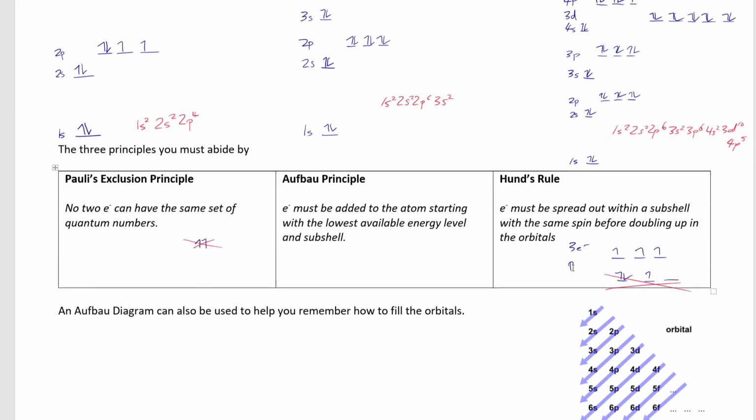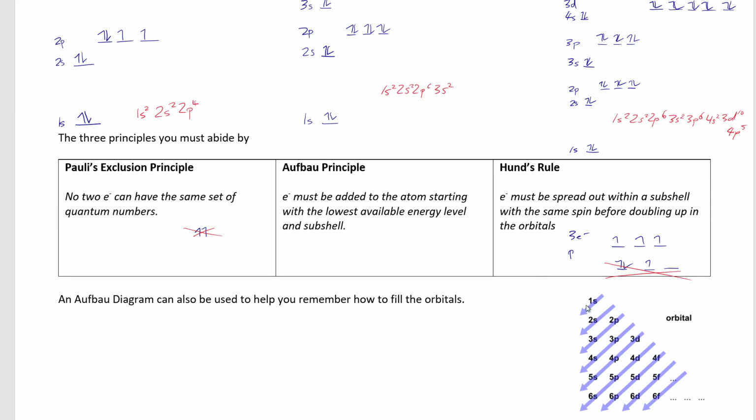This Aufbau diagram here can also be drawn out to help you figure out the order in which to fill the orbitals. So you write 1s, 2s, 3s, 4s, so on and so forth, and then you just go along here and the arrows show you the orbitals that you need to fill. So you start with 1s, then 2s, then 2p, 3s, then 3p, 4s, then 3d, 4p, 5s, so on and so forth. So this is just kind of a helpful diagram to help guide you through filling energy level diagrams.